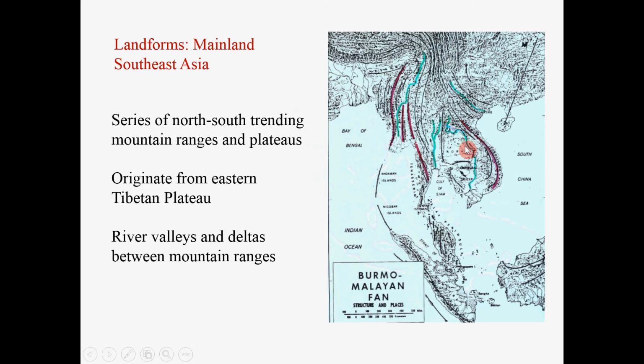Along with those north-south trending mountains, you also have some major plateaus. Here in Thailand, you have the Khorat Plateau, and in Burma or Myanmar, you have the Shan Plateau here. Between the mountain ranges and the plateaus, you have rivers and river valleys. These are the green lines on this map. Those river valleys are major places for agriculture and population concentration in the region.